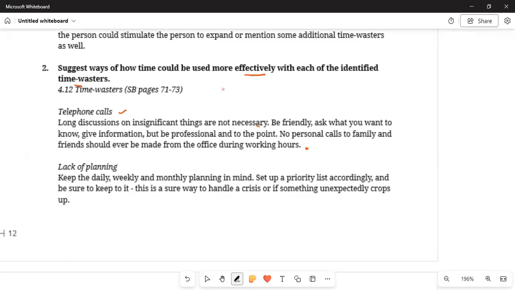Number 2, lack of planning. Keep the daily, weekly, and monthly planning in mind. Set up a priority list accordingly and be sure to keep to it. This is a sure way to cope.